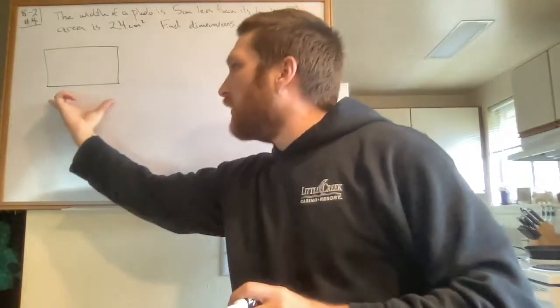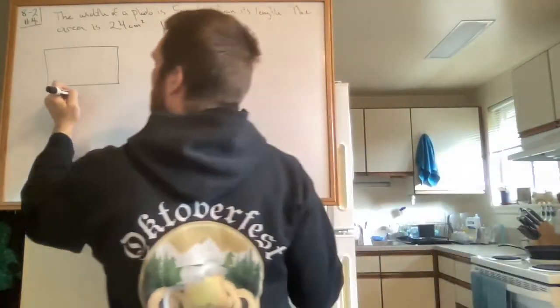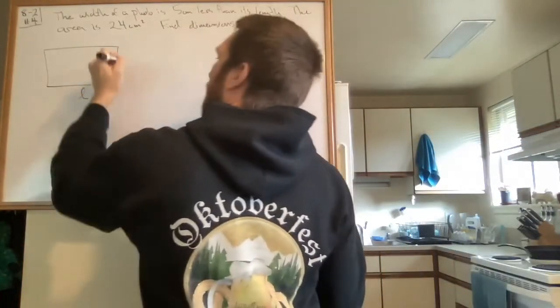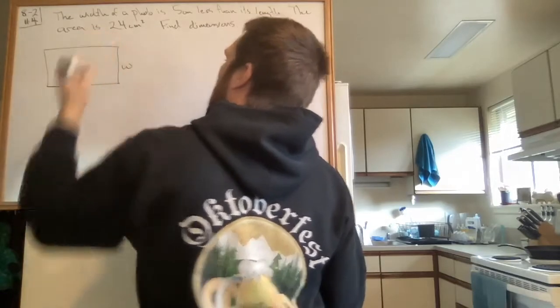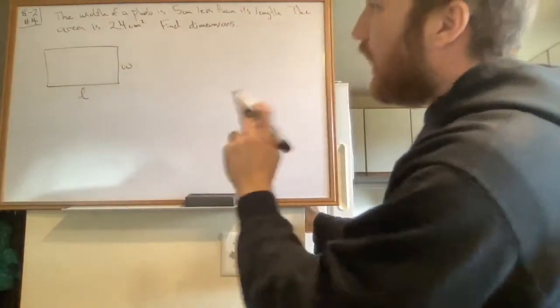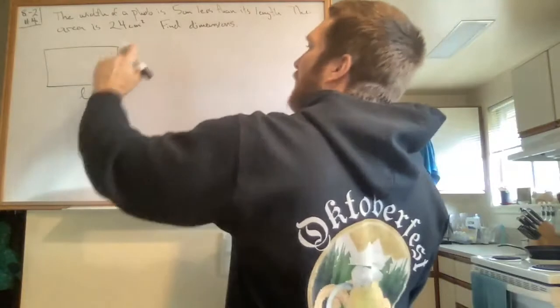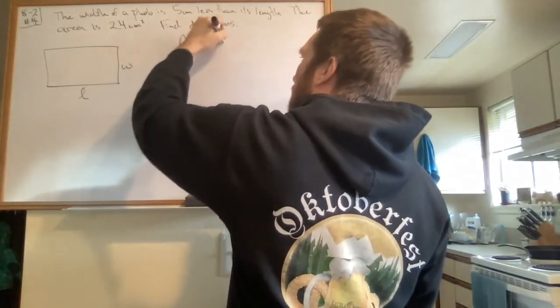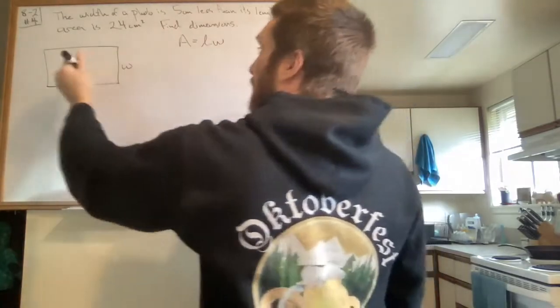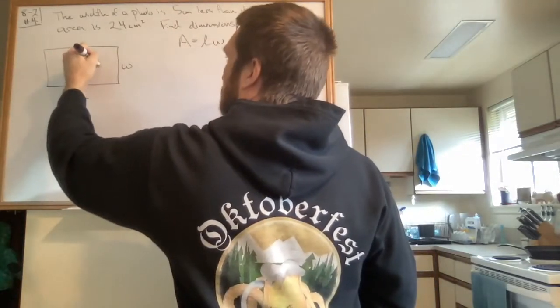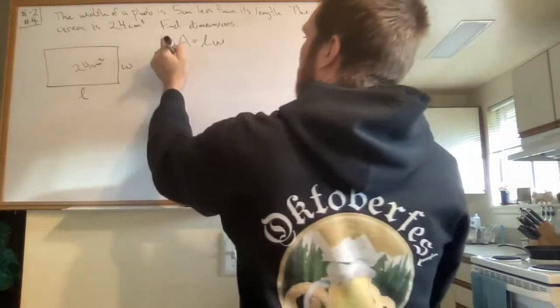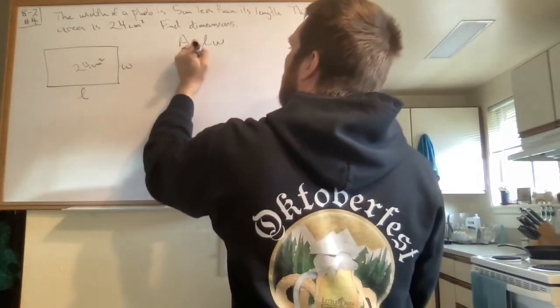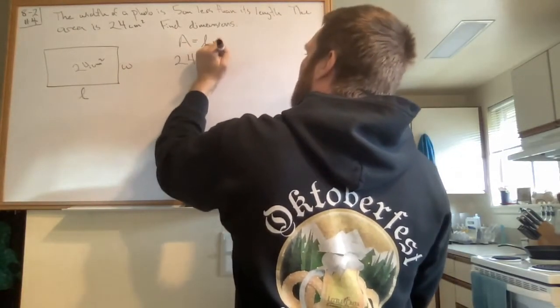So it says that the width of a photo is 5 centimeters less than its length. I'm going to call this here the length. This will be L, and this will be the width. This will be the other one. And we know that the length times the width is the area. And we know that that area is actually 24 centimeters squared. So we could even start there. We'll say 24 is L times W.